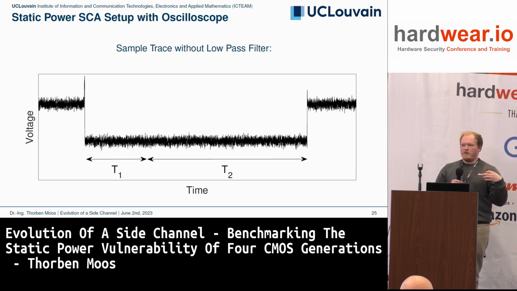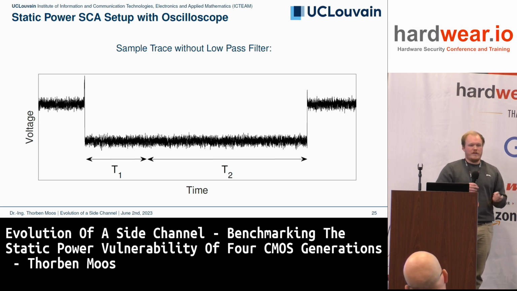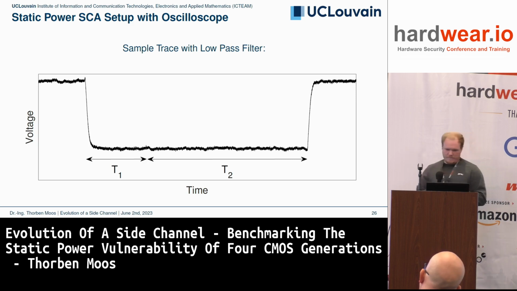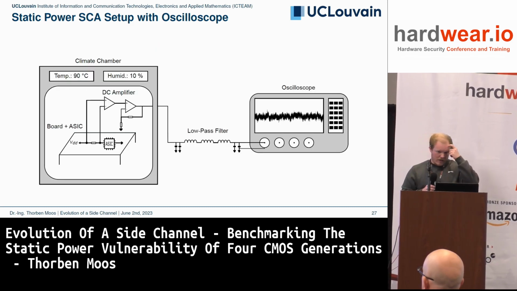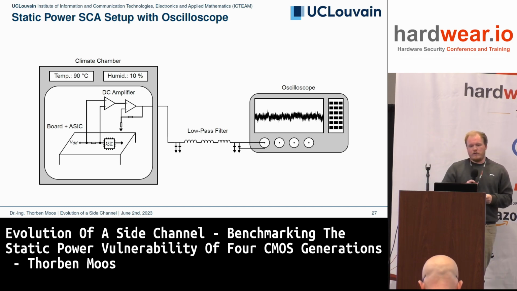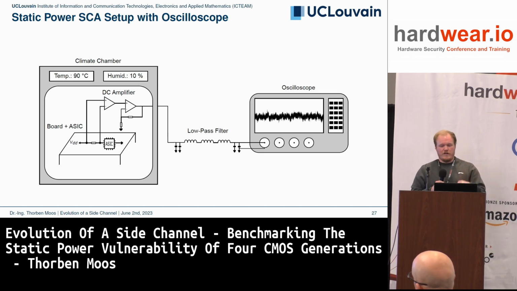Like I said, if you have a situation where you don't need to stop the clock because the target values are there for a longer time period as well, then the running clock during measurements is no problem. We tested that. It has no effect whatsoever. Here we just do that to keep the intermediate value that we want to target stable artificially. And that's the same trace with the low-pass filter, so you can see that quite some noise has been removed. And this is what the setup with the oscilloscope looks like. So DC amplifier board, ASIC in the climate chamber, low-pass filter, oscilloscope outside of the climate chamber.